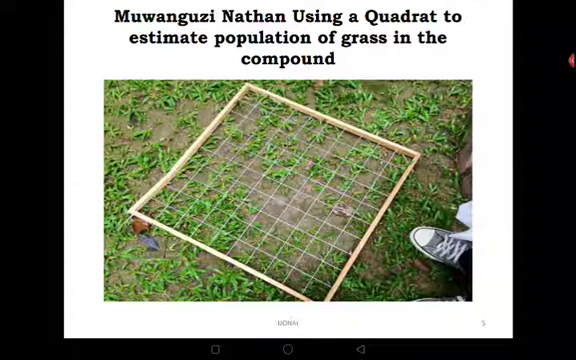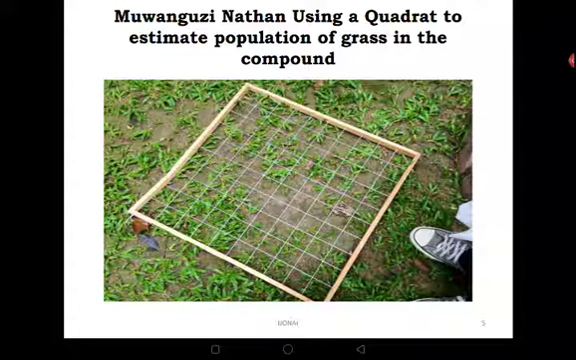How many are there inside that quadrat? Count them, record. Then drop it again somewhere randomly. Drop it in another place randomly. You can drop it in 5 or 6 places within that area, within that compound of yours. And then in every place you have dropped, count how many they are.